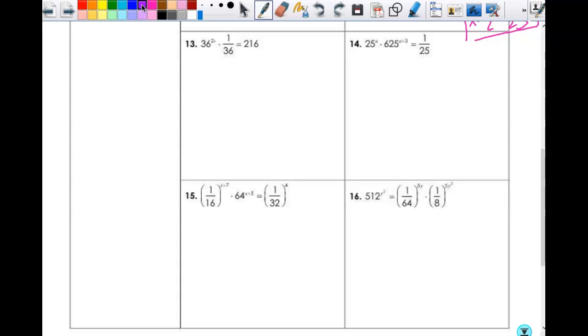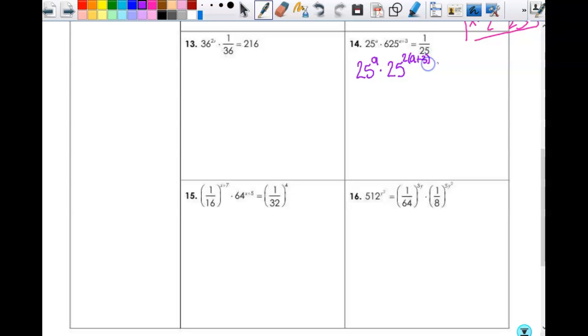All right, so let's look at 14. Let's think about our options for our bases. Could I use 25? Yes. Could I use 5? Yes. Could I use 1 over either one of those numbers? Yes. Absolutely nothing wrong with using 5, but the bigger the number you use, the easier it is as you go. So if we do 25 here, we're going to get 25 to the a power times 25 to the what? Yeah, 2 times a plus 3.